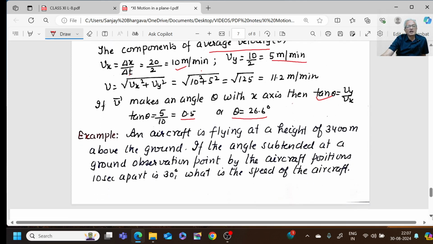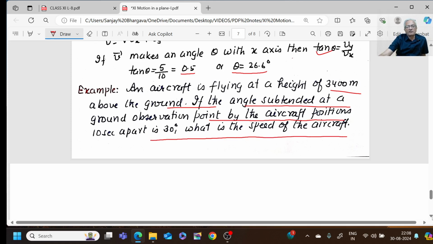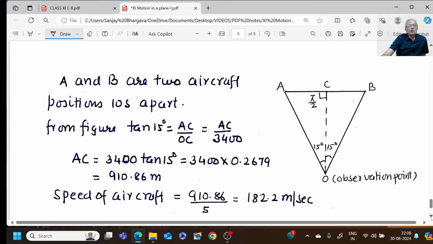Another example let us pick up. An aircraft is flying at a height of 3400 meter above the ground. If the angle subtended at a ground observation point by the aircraft positions 10 seconds apart is 30 degree, what is the speed of the aircraft? So A and B are the two aircraft positions which are 10 seconds apart. From the figure I can calculate tan 15. It would be AC upon CO.